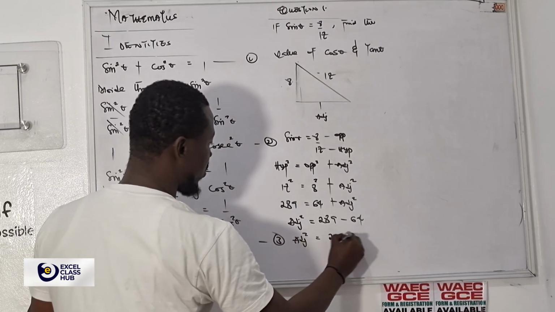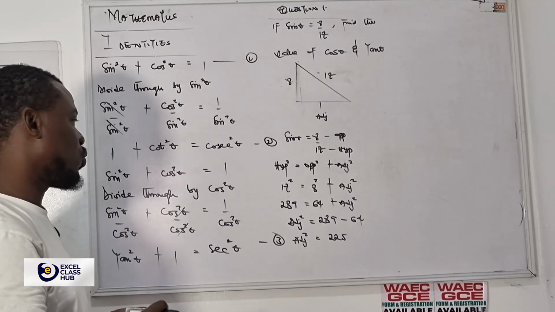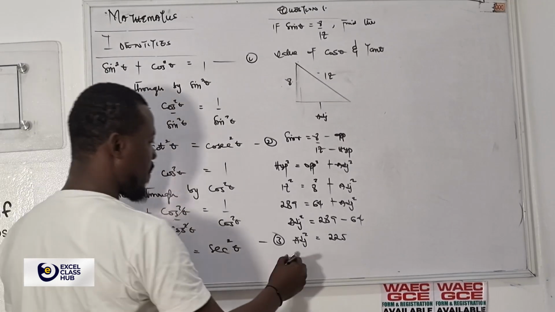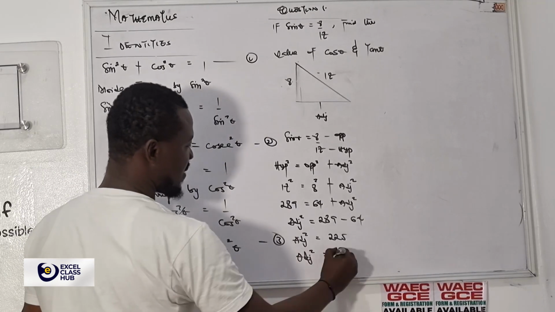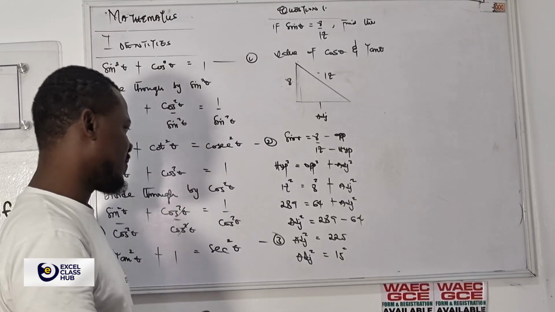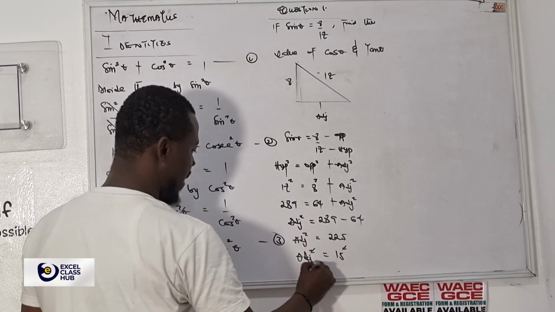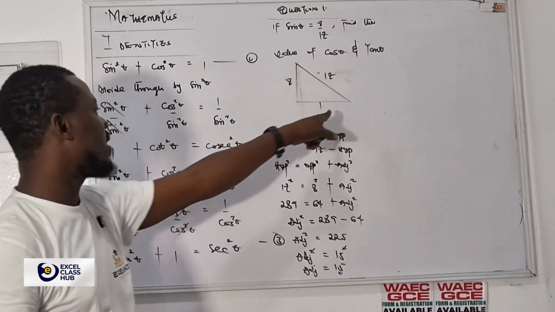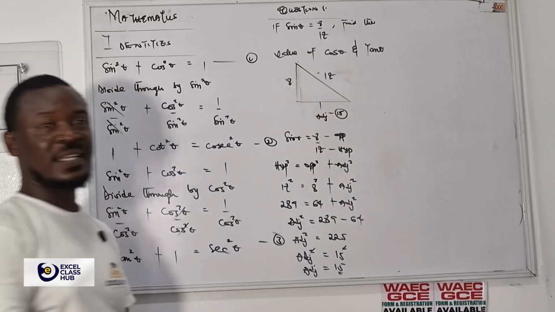Should give us 225. If I subtract that one, should give us 225, I believe. So from here, I can have adjacent squared. 225 can still give me 15 squared. I believe 15 squared should be 225. So that means these 2 cancel these 2. So my adjacent will be what? 15. So that means this place here is what? Is 15. That means your adjacent is 15.